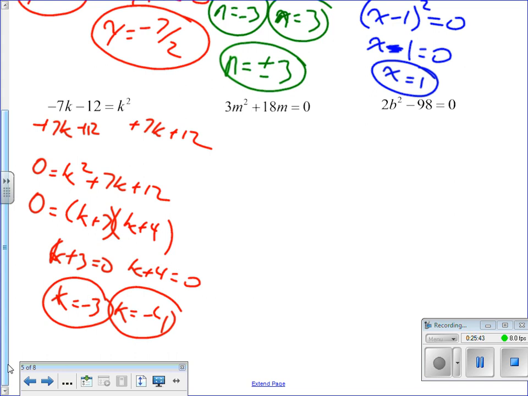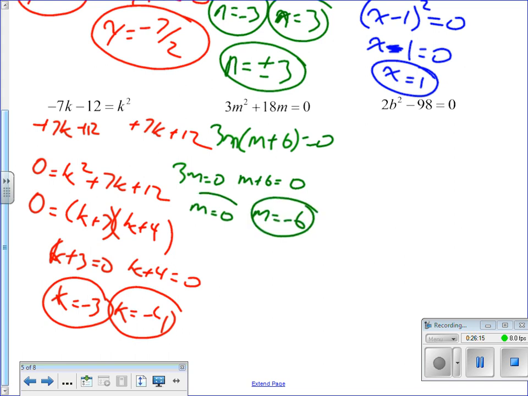Common factor. What's my common factor? What can I pull out of both terms? 3m. I have a 3 and I have an m. Pull out a 3m. 3m times m plus 6 is equal to 0. So 3m equals 0. M plus 6 is equal to 0. So m equals 0. M equals -6.